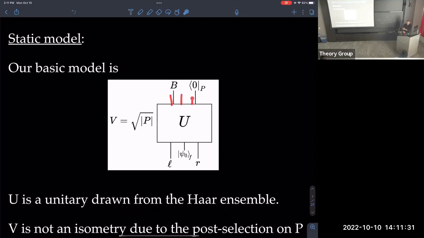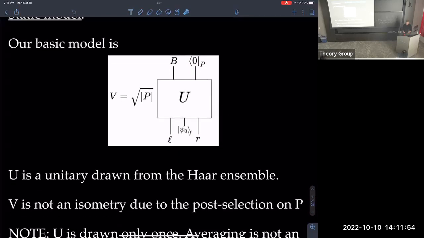And then, of course, this outputs the same number of qubits that we put in. And we want to model an old black hole where B is smaller than little l, little r. So we're going to post-select onto all the extra qubits. Post-selecting means mathematically you're acting with, say, bra zero on these qubits. V is not an isometry because there's this post-selection. This post-selection allows you to just force these qubits to be in the state zero. And so you're mapping from this larger to smaller Hilbert space. In general, this will mess up the norm of your state quite a lot. So to fix that, we multiply by the square root of the dimension of P, which will rectify that problem.